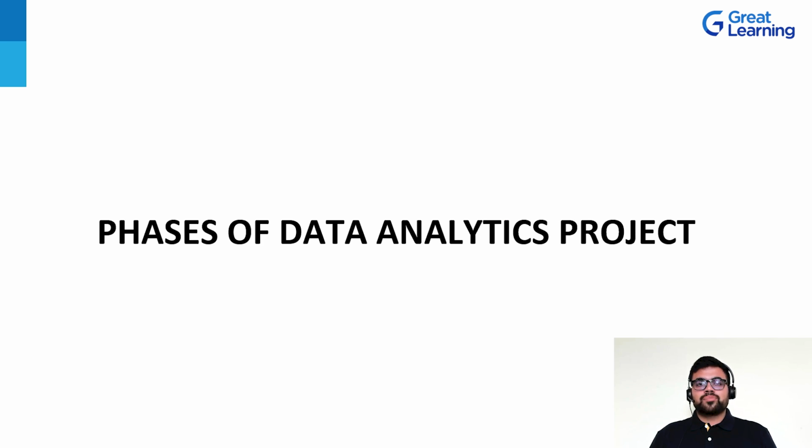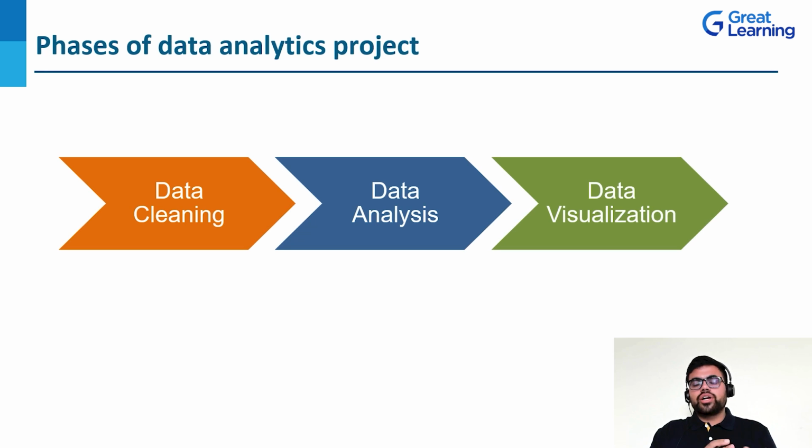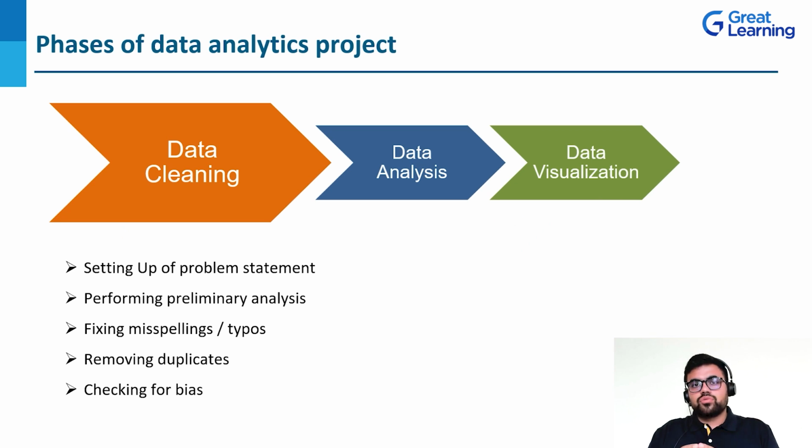Phases of a data analytics project. Now the journey of raw data to meaningful data can be categorized into three phases. The first is data cleaning, the second is data analysis, and the third is data visualization. Now for data cleaning, our first step would be to set up a problem statement that would be aimed at solving a specific business problem of your client. Now, what is this problem statement? For example, a phone manufacturer would like to know how many customers actually bought their product after seeing an ad on YouTube. Now, this would involve data.